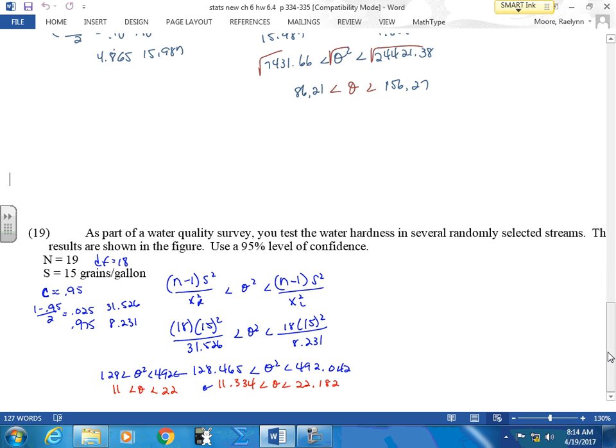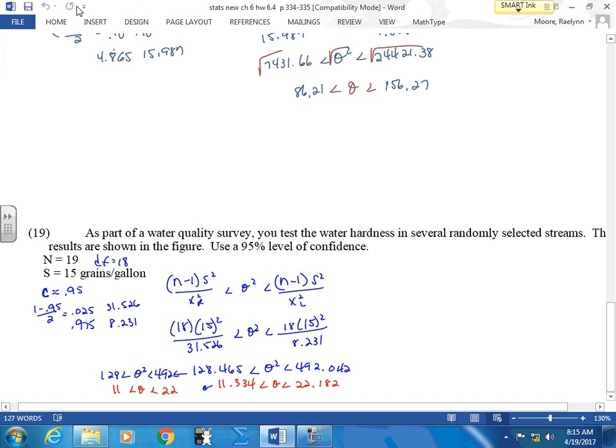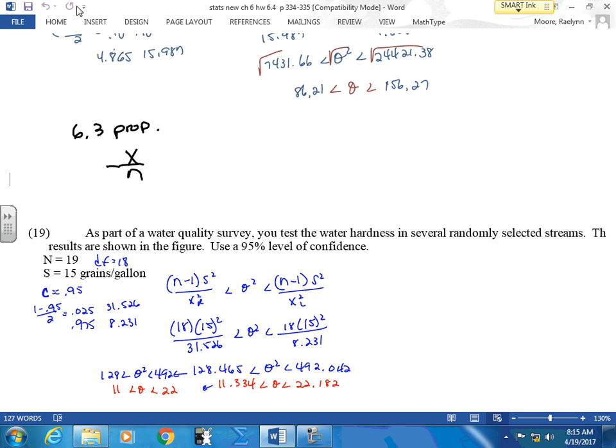Any questions on this? No? Okay. That 6.3 did the proportions. It started to make a point estimate using this. It was pretty simple.